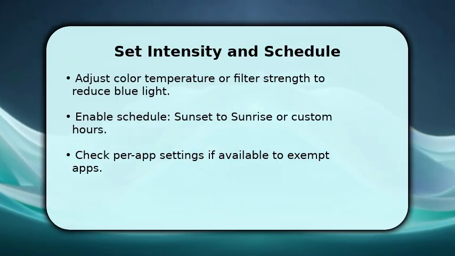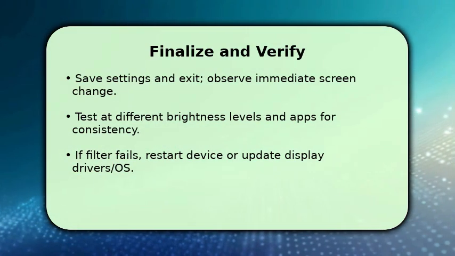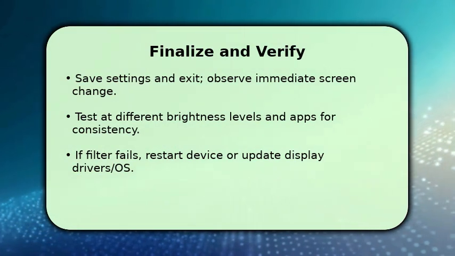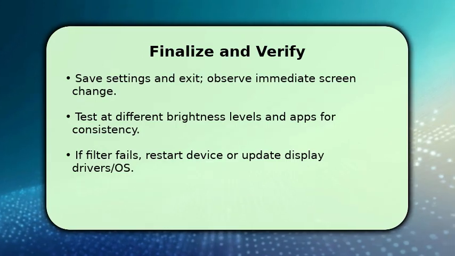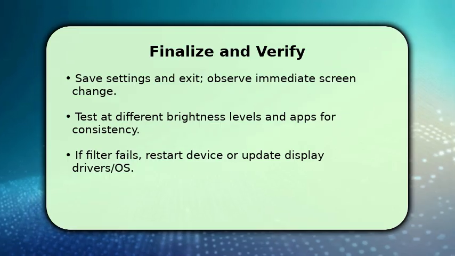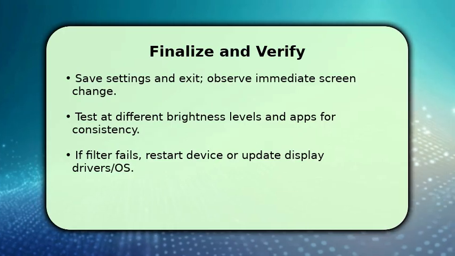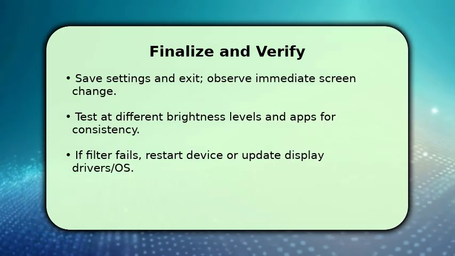Finish by saving or confirming the changes and then test the screen. Open a white page or photo to notice the warmer hue. Once done, cycle brightness up and down and open a few apps to confirm consistency across interfaces. If you need the filter less aggressive, nudge the slider back slightly. If it's too weak, increase it.